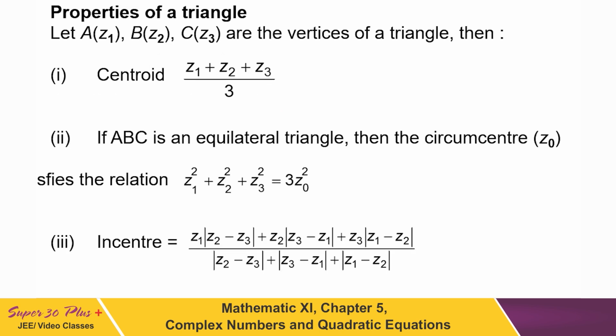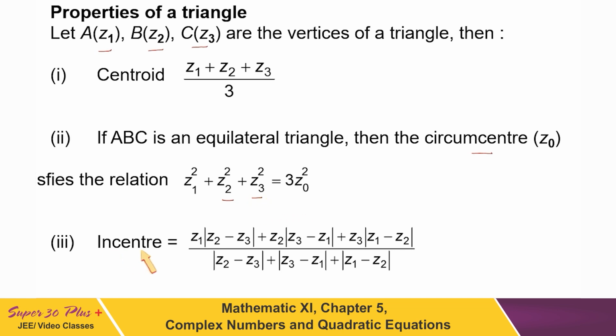Students, now we are going to study some basic properties of a triangle. Let A, B, C be the vertices of a triangle having affixes Z1, Z2, Z3. Then the centroid of the triangle will be (Z1 plus Z2 plus Z3) by 3. And if ABC is an equilateral triangle, then the circumcenter Z0 satisfies the relation Z1 square plus Z2 square plus Z3 square is equal to 3 Z0 square.